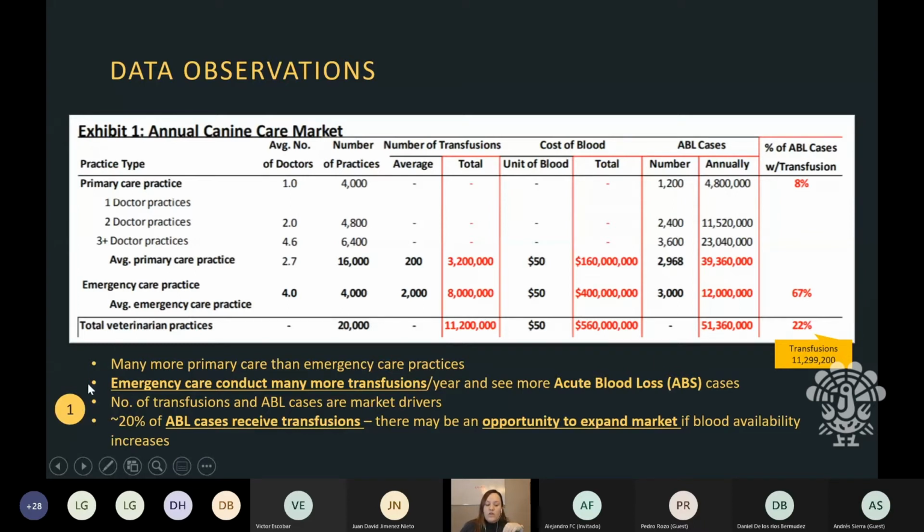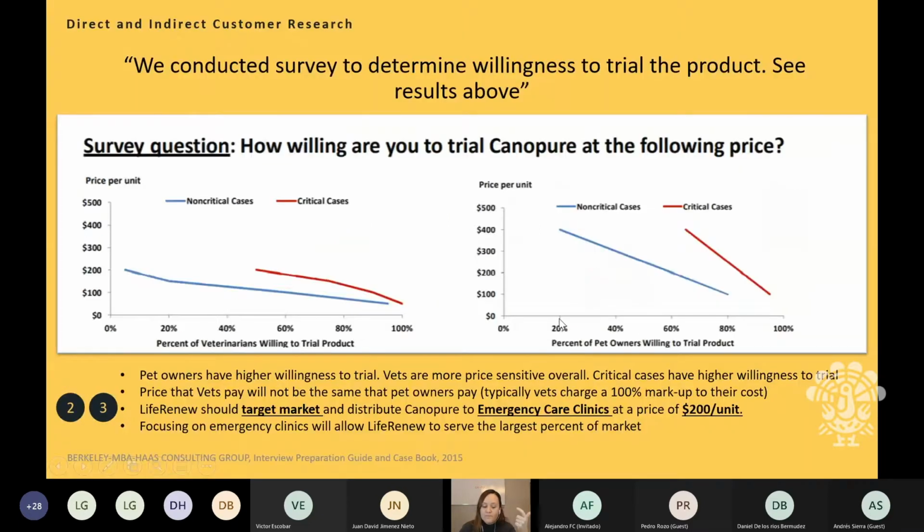So we just solved the first data point: what is my segment? Where can I promote this, right? They decided, okay, we're going to promote this in the emergency care practice because we can take a piece of the market and still compete really, really well.